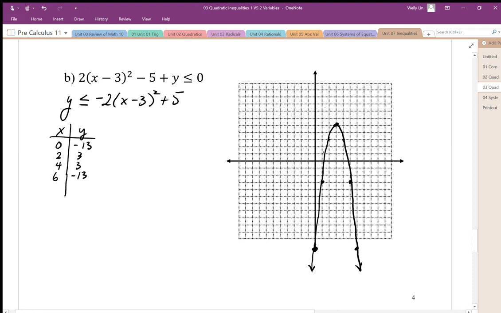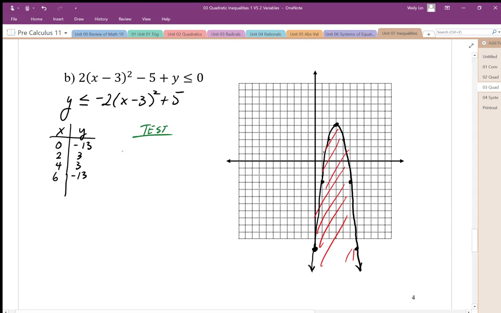So I need to establish, am I above this boundary line or below? So y is less than, so that means it's below. So I need to shade this area here. So that's one way. We could also establish our region by testing. These are alternative methods that we can cross-reference.